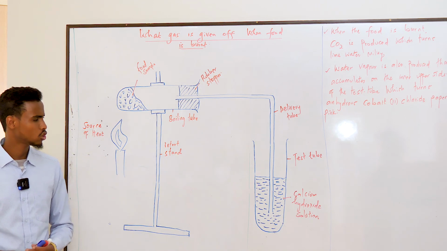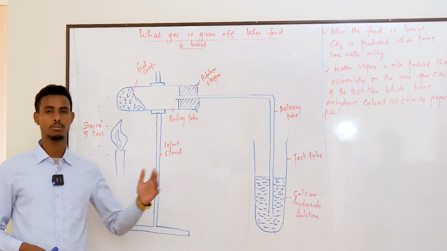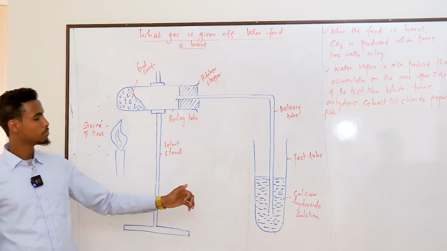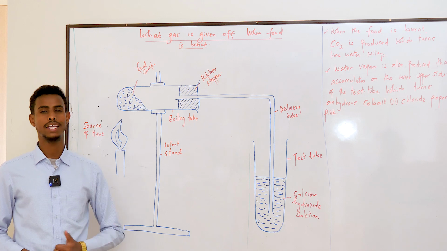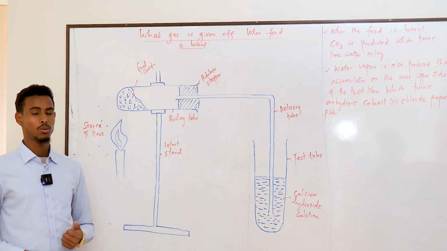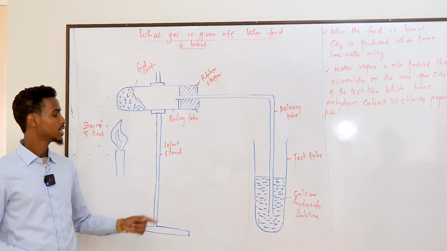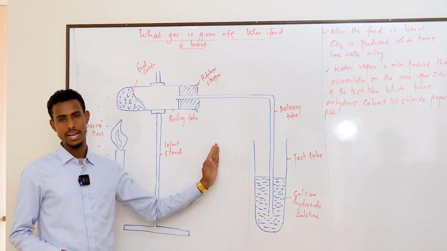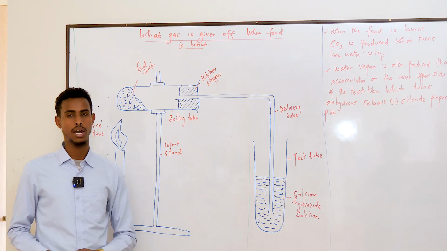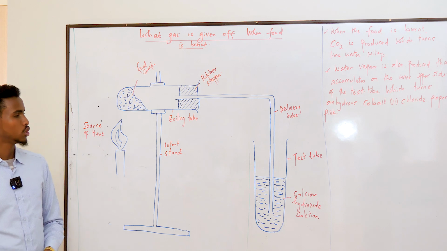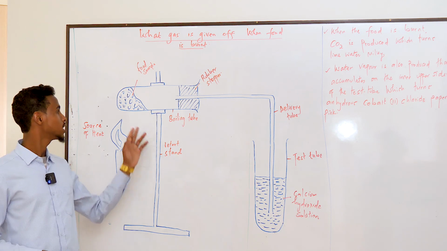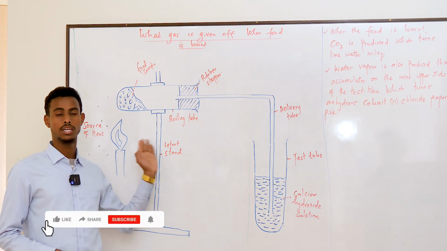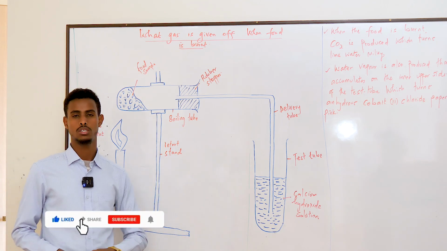So, in an examination, you will be asked, state the observation made. Observation number one will be, the calcium hydroxide solution will turn milky. Observation number two will be, the colorless liquid produced turns the anhydrous cobalt 2 chloride paper pink. Those are the observations. Now, explanation, you say the gas given off is carbon dioxide and the colorless liquid is water.